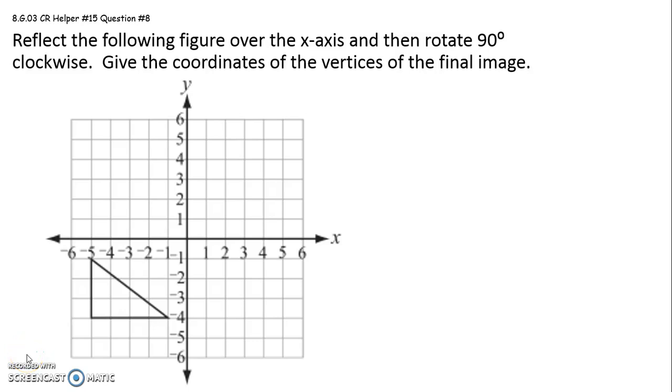All right, 8th graders, this is to help you with question 8 on CR 15. It says, reflect the following figure over the x-axis, then rotate 90 degrees clockwise. Give the coordinates of the vertices of the final image. Now, on yours, you'll have to draw in your original shape. They give you the 4 letters to connect for your original shape.